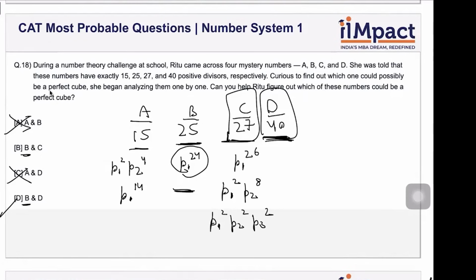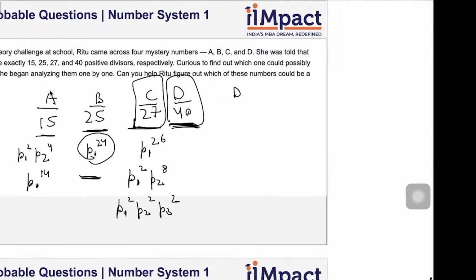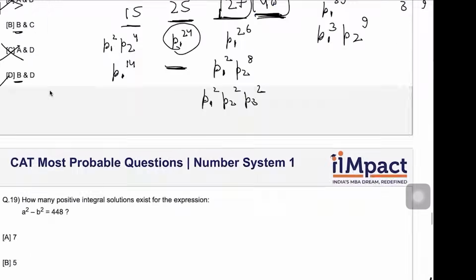And if you do want to further check, if D has 40 factors, D can be written as either P1 to the power 39 or, because we want to break it into a perfect cube, I'll write this as 4 into 10, and 4 will give me 3 and 9. So P1 to the power 3 and P2 to the power 9. This will have 3 plus 1 into 9 plus 1 factors, which is 40, and this is also a perfect cube. So your answer will be B and D.